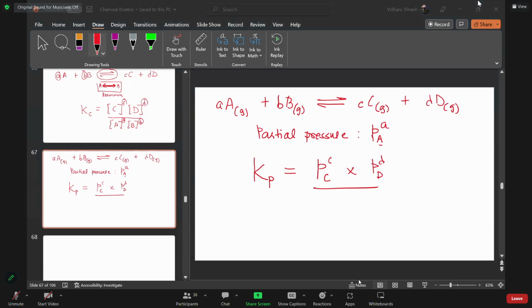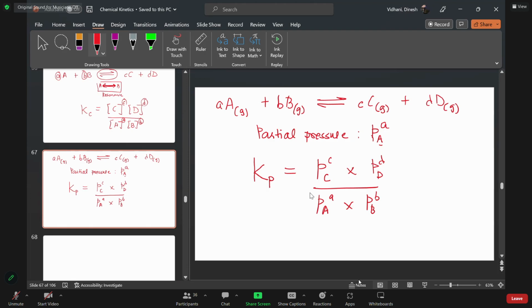Okay. So you have partial pressure of C multiplied by partial pressure of D divided by partial pressure of A multiplied by partial pressure of B. Okay. Now, this equation looks quite straightforward. The way we wrote for Kc, you can see it on the left side. It looks like that. Only difference is that here you are expressing your concentration in terms of partial pressure.